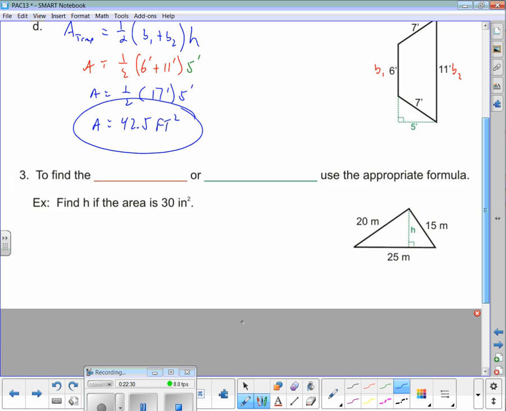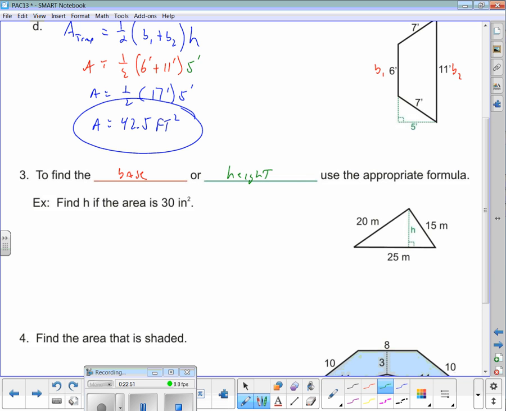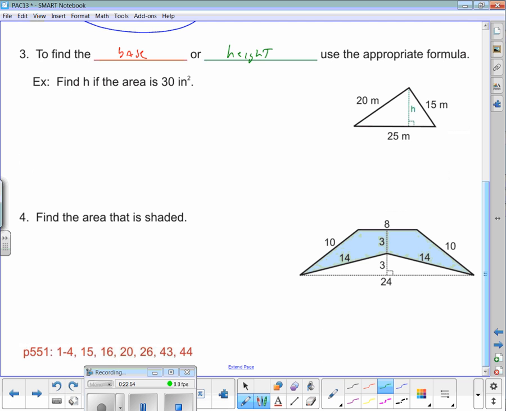All right. Okay, be careful. To find the base, sometimes they'll ask you to find the base or height. Use the appropriate formula and solve. Now we're back to a triangle problem, right? I'm going to get rid of this so I can go higher. So we're back to a triangle formula. So do you agree area of a triangle equals 1/2 BH? Do you agree?